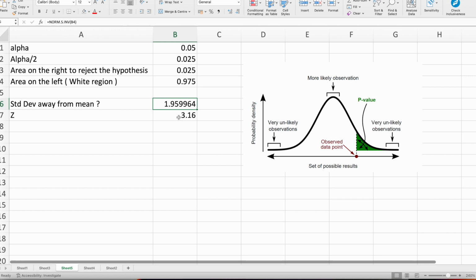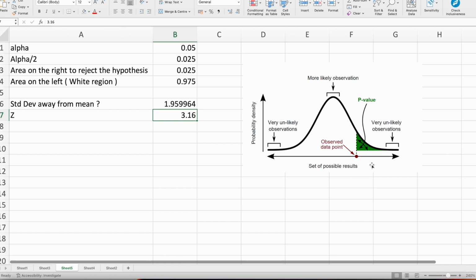And what was the z which I got from the hypothesis? 3.16. Where is 3.16? This whole rejection area starts from 1.95, right? My z is lying further deep into the rejection area, correct? If 1.95 is here, where will be 3.16? Further right. If it is further right, then it is falling under the rejection area. If it is falling under the rejection area, then we can easily reject the null hypothesis, correct?